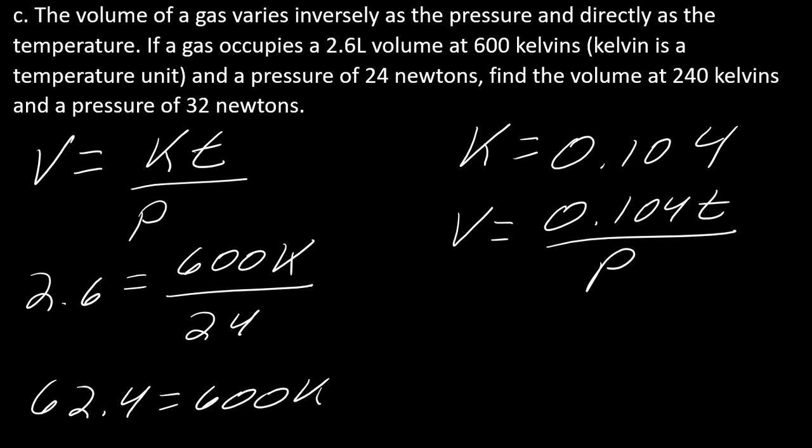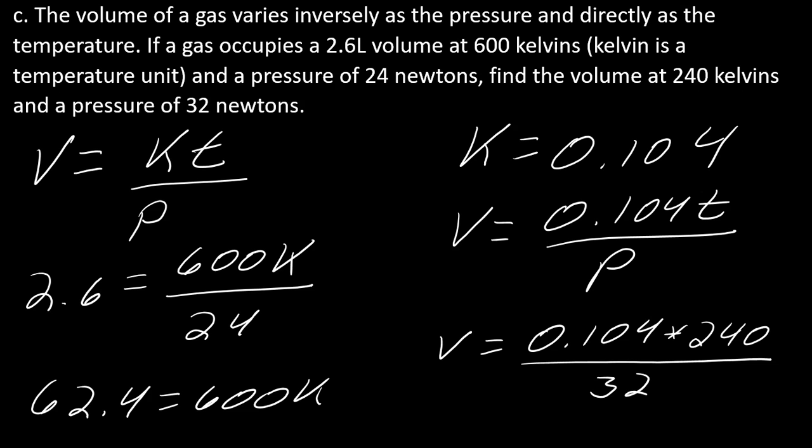Now I can just plug in the next part of this: find the volume at 240 kelvins and a pressure of 32 newtons. So 0.104 times 240 over 32. The volume in this case will be 0.78 liters.